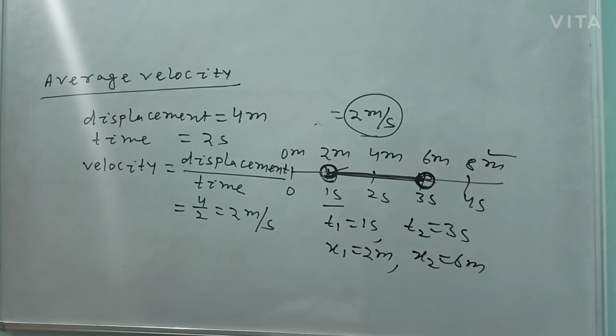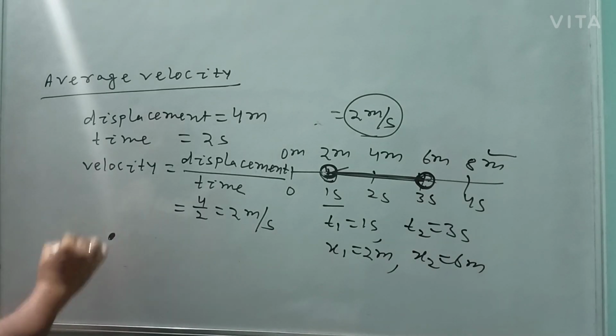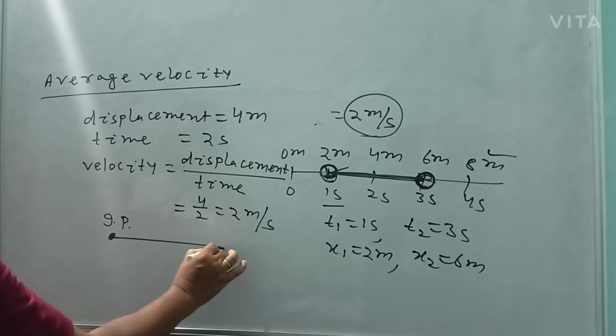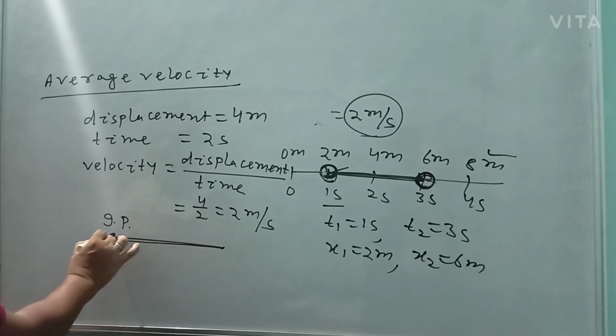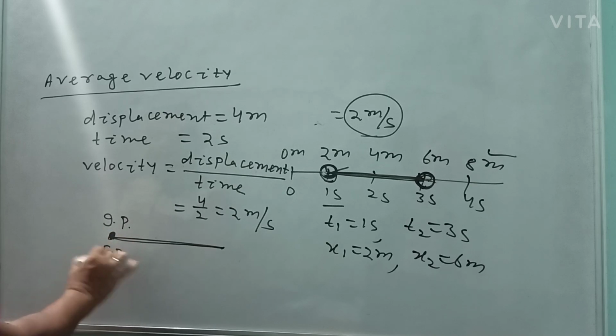This is a vector quantity. It may be positive, it may be negative, or it may be zero. One says how it is zero. Suppose a body starts motion from this point. This is the initial position. Now the body moves to this position and again returns to that position. So what happens? Initial position and final position are same. So when initial and final position are same, displacement is zero, so velocity is zero, because velocity is displacement by time.